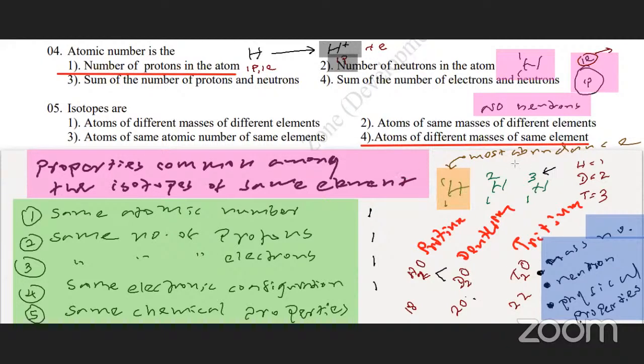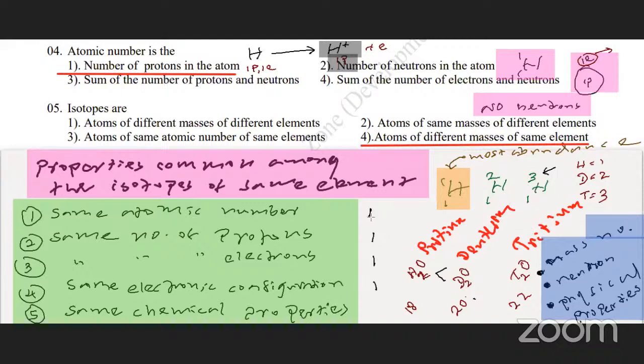But not only that, maybe you might have got the answer, but I want you to copy down these things. What are the three isotopes of hydrogen? What is the most abundant isotope? What is the name of each isotope? Protium, deuterium, tritium. And what is common to all these three isotopes? Atomic number 1, protons 1, electrons 1, electronic configuration same. Chemical properties same, and physical properties are different. Density, boiling point, melting point are different among these three isotopes.